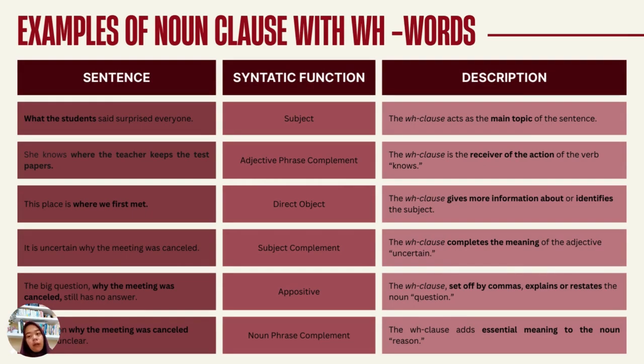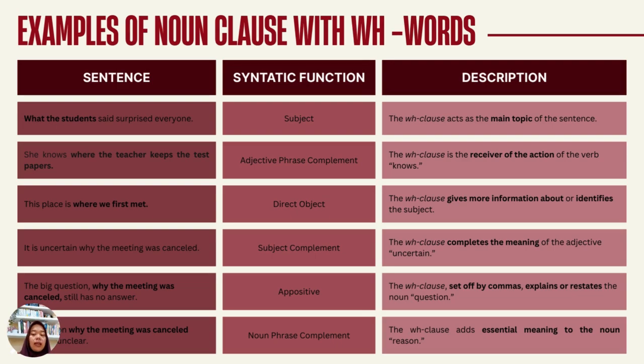Let's look at examples of noun clauses that start with WH words. Remember, these clauses act like a single noun in the sentence. The first example: what the student said surprised everyone. The function of the WH clause in that sentence is as subject. In this sentence, what the student said is the subject. What surprised everyone? The clause what the student said did.